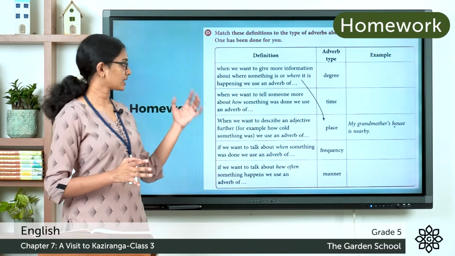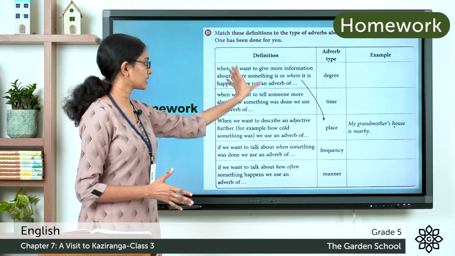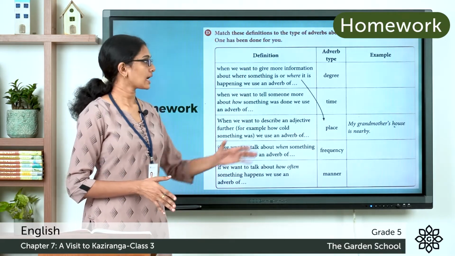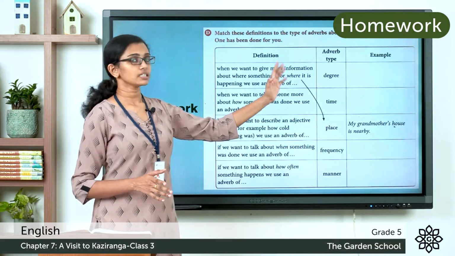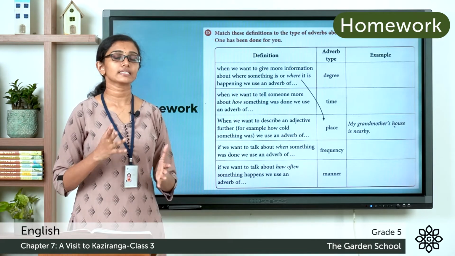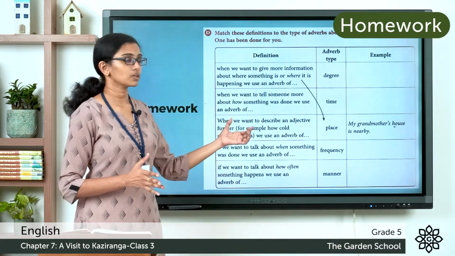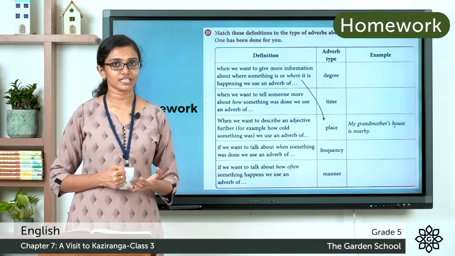So you can see a table here. The definitions of different types of adverbs are given in this column, the left column, and in the middle the name of the type of adverb is given, and to the right side you can see a column for writing examples or example sentences with an adverb of each type. So one example is already given there. Let me read it out to you.